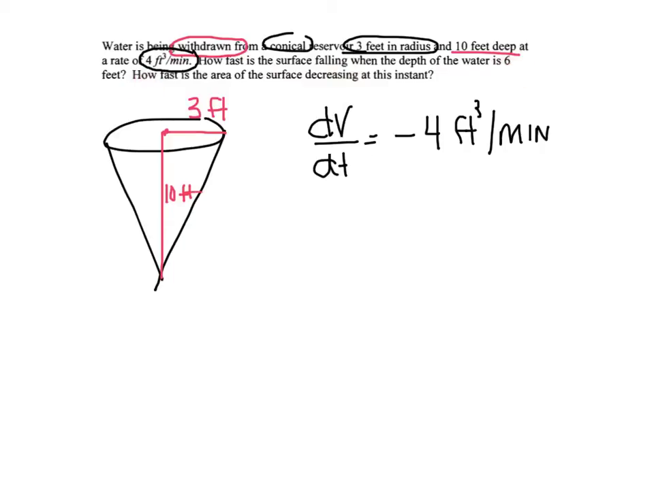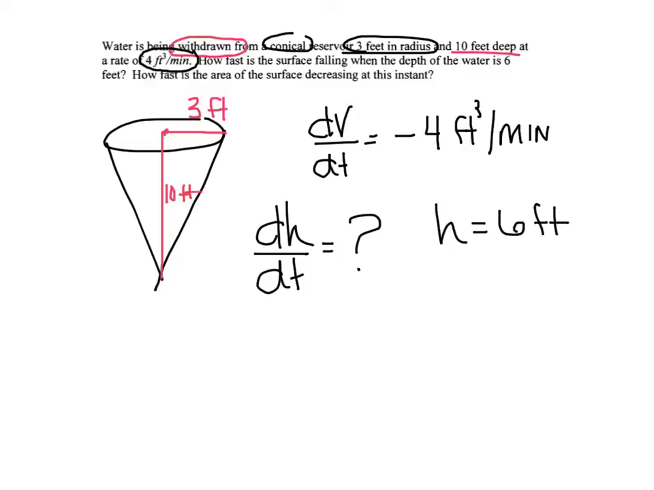So what are they asking? How fast is the surface falling? They want to know how fast the what is changing. If this surface is falling, I'm talking about the change in height. So the question is, what is dh/dt? How fast? What is the rate it's falling? Specifically when the water is 6 feet deep or has a height of 6 feet.